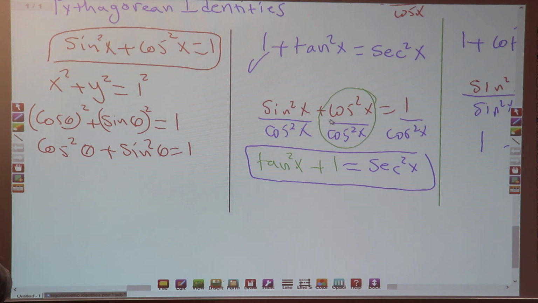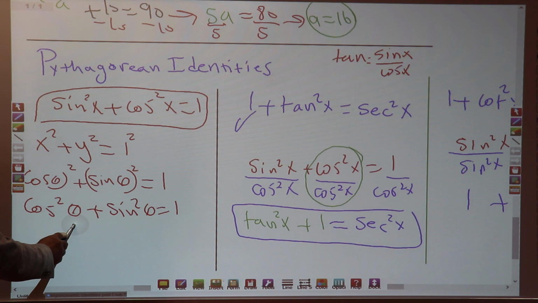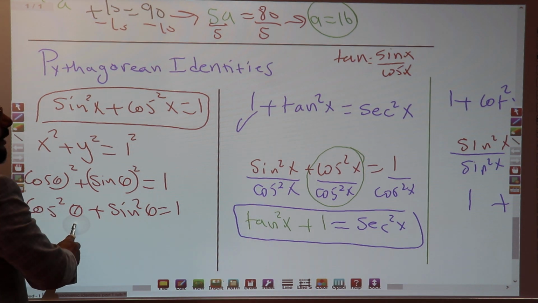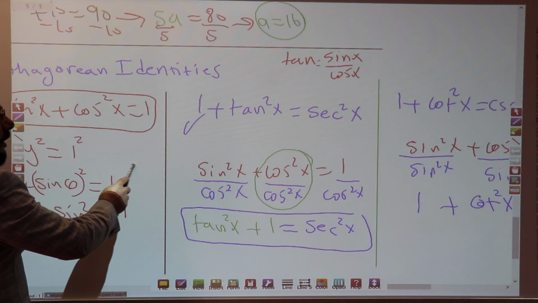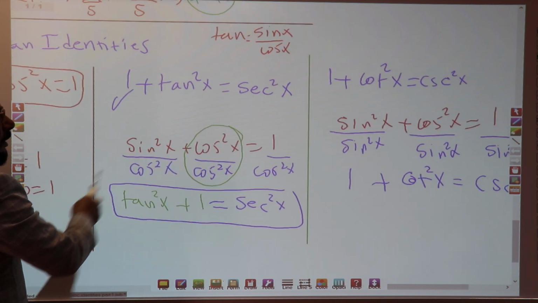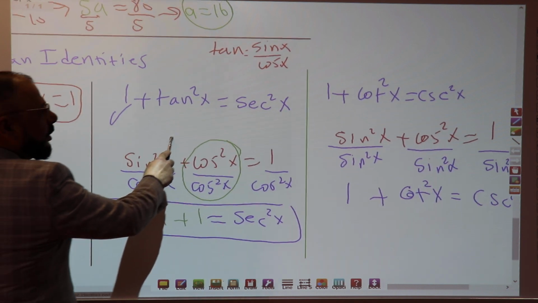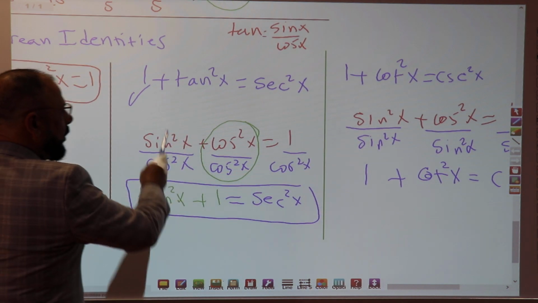these three identities. Sine square x plus cosine square x equals 1. 1 plus tan square x equals secant square x. And the last one, 1 plus cotangent square x equals cosecant square x. And I wrote it.